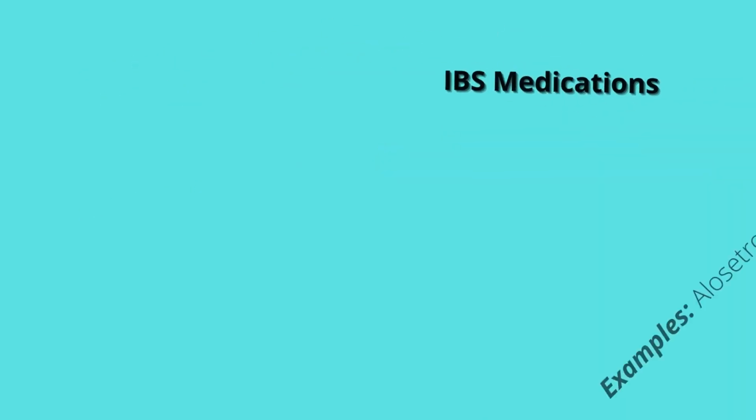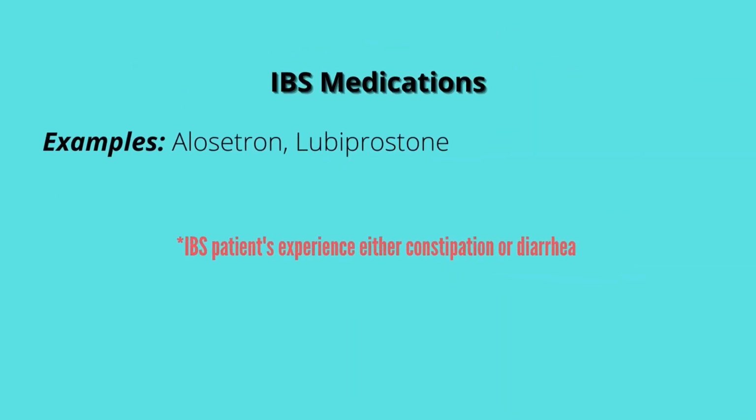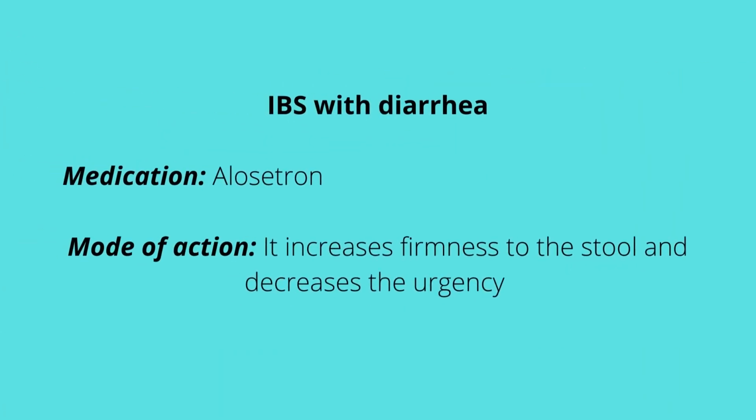So, IBS medication, which is irritable bowel syndrome. With IBS, the treatment depends on what kind of IBS you have. It's either IBS with constipation or IBS with diarrhea. So we have two medications that we use, which are alosetron and lubiprostone. So when we are treating IBS with diarrhea, we use alosetron. This medication works by blocking the 5-HT3 receptors, which increases firmness of your stool and decreases the urgency.